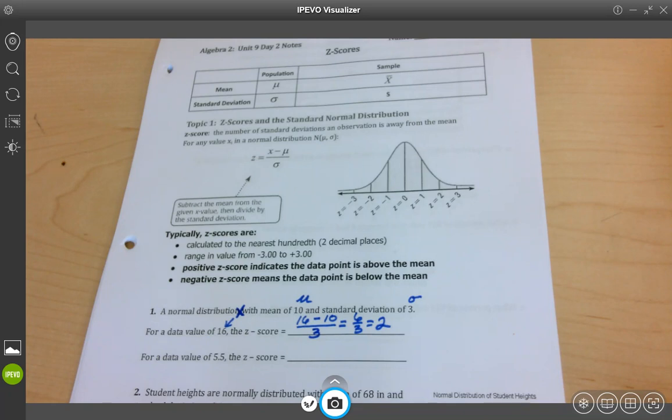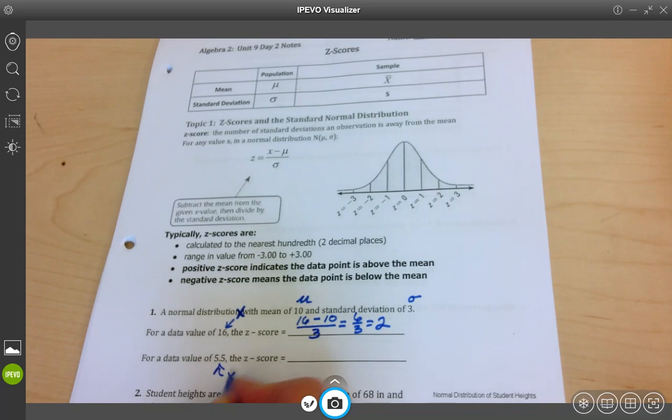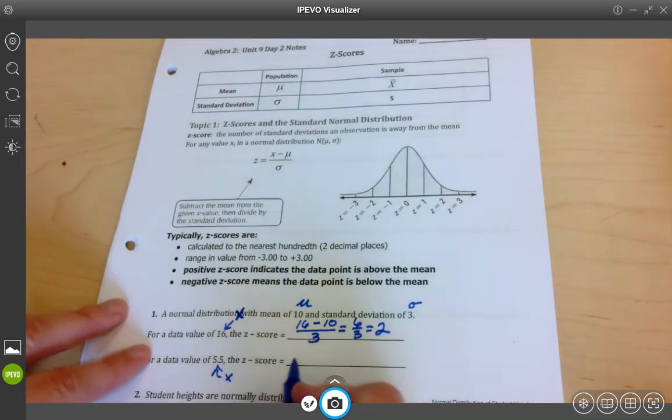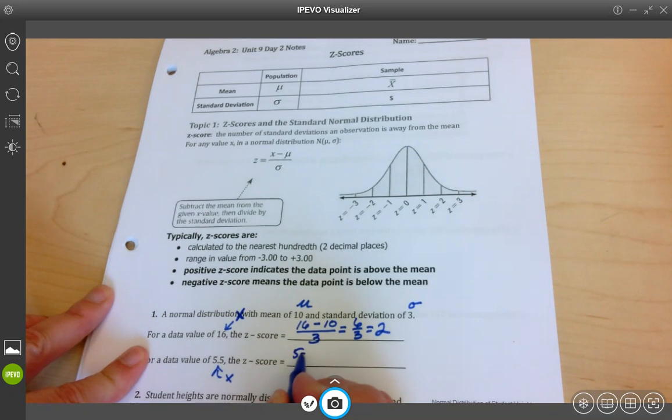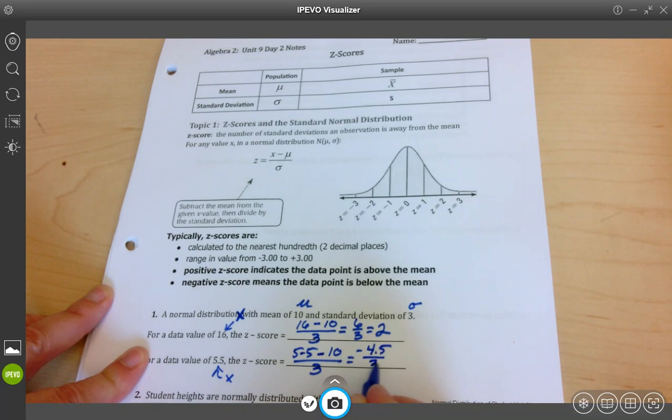All right, so I want you to try the next one. You have a new x value, and then you're going to use the same mean and standard deviation. All right, so my number is 5.5, and then minus my mean over my standard deviation. Is that negative 1.5? Okay.